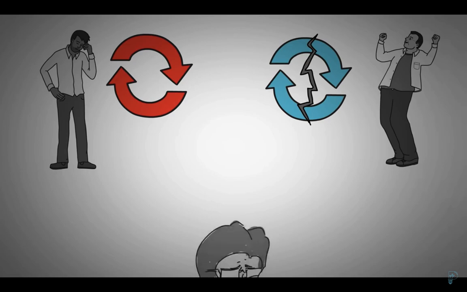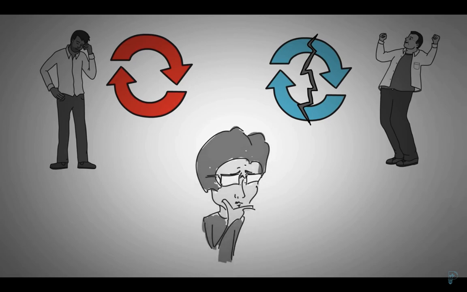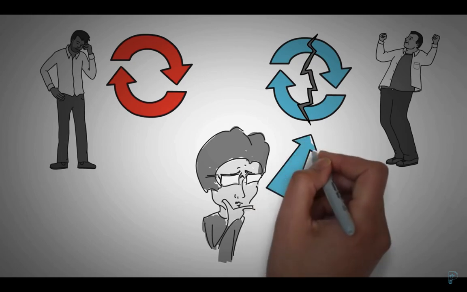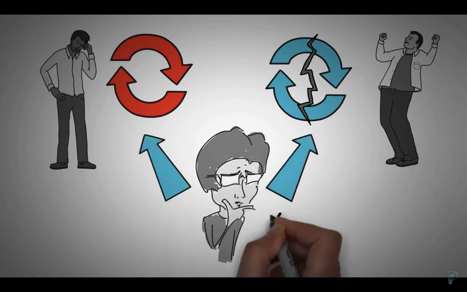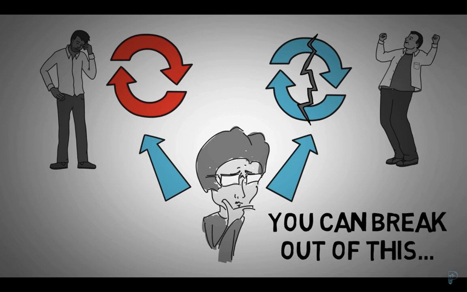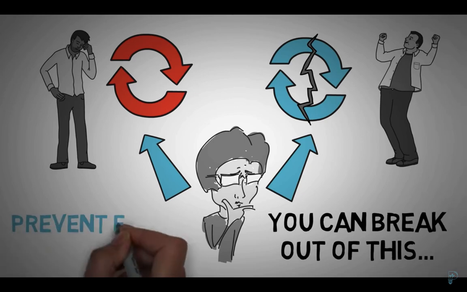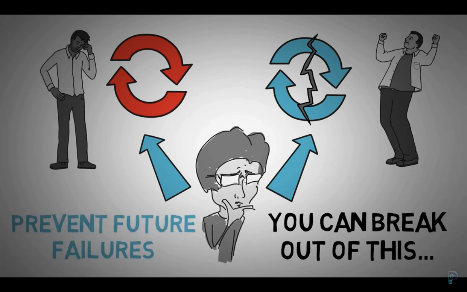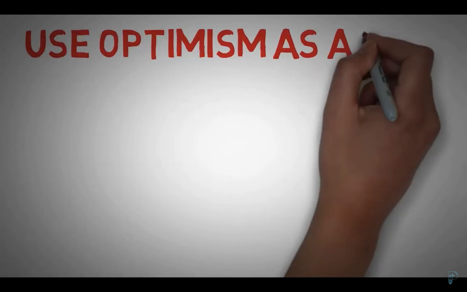Here's a secret for you. There are ways to help yourself transform into an optimist or a pessimist. You can go either way. There are ways to break out of that cycle of learned helplessness and prevent future failures and roadblocks. You can actually use optimism as a tool to give yourself the best chance at success.